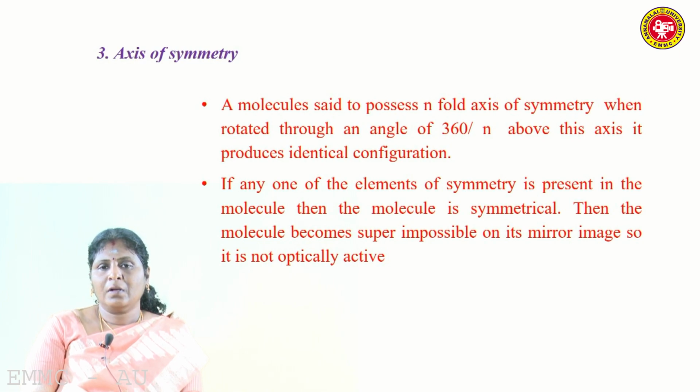For example, benzene. In that there are 6 carbon atoms, sp2 hybridized, all of them symmetrical. So benzene is symmetrical. In order to attain the original configuration, the molecule has to be rotated 6 times if you are rotating by 60 degrees. So that compound is said to possess a C6 axis of rotation. Now benzene is symmetric, that means it possesses an axis of symmetry.